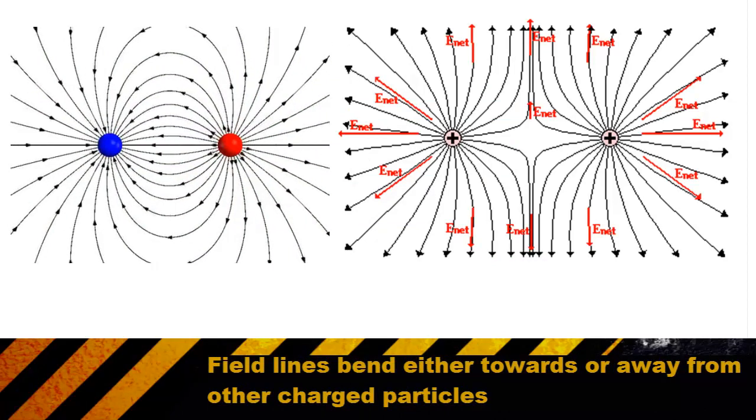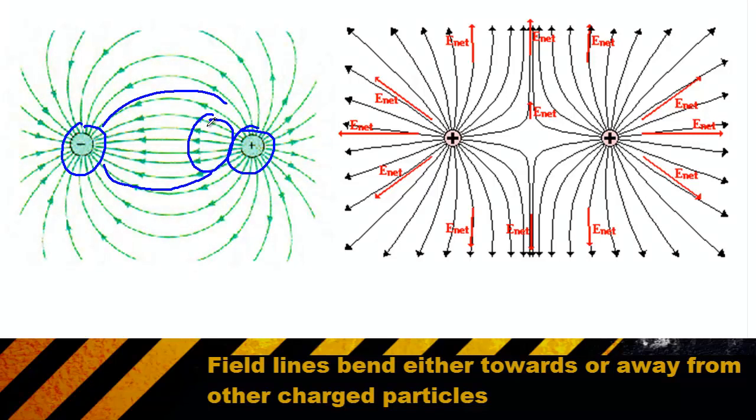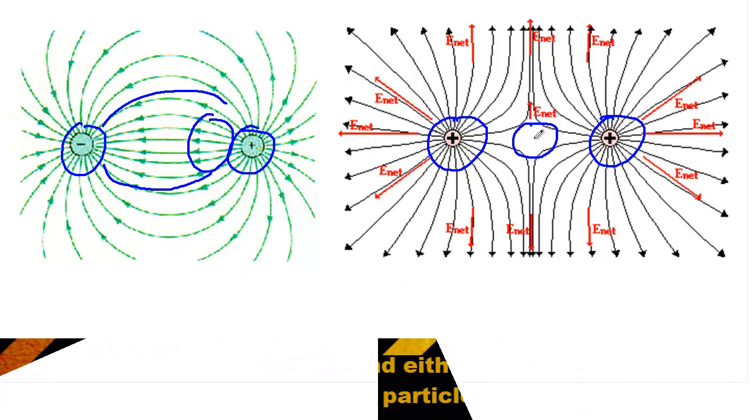When two oppositely charged particles are near each other, their field lines are attracted to one another, and the field lines bend. Where the field lines are more concentrated, there is more potential to exert a force. If two particles have the same charge, if they're both positive or both negative, their field lines will repel one another, and you get these empty gaps where no force can be exerted.